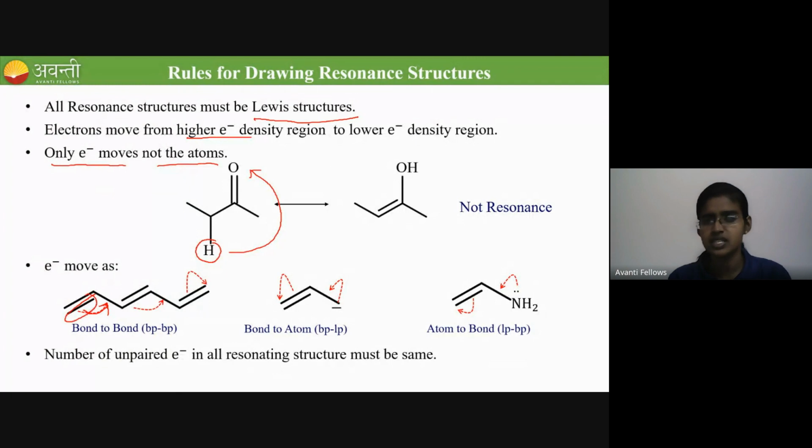It is very easy, nothing to worry about. Okay. And the third point is electrons only move and not the atoms. And the number of unpaired electrons in all the resonating structures must be the same. Okay. Good. So now we can solve one question.